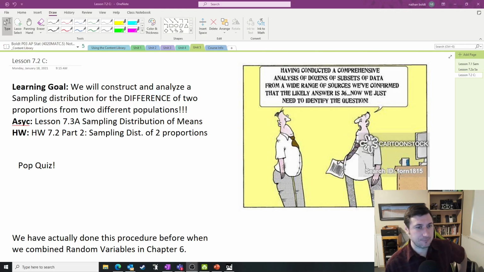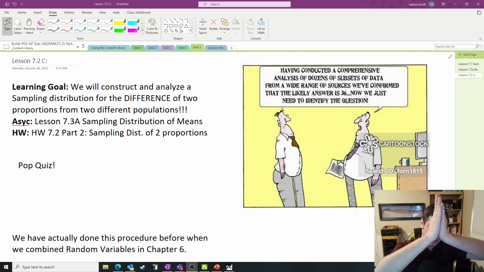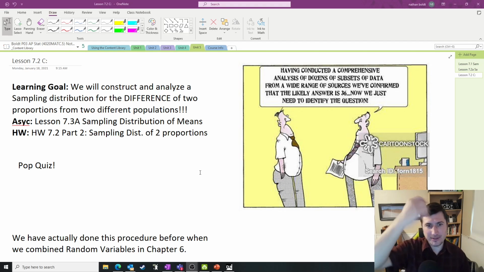Only this time, we're going to look at the difference of two proportions in our sampling distribution. Essentially, we're taking two sampling distributions and combining them into one, looking at how that works. Okay? So, that's what we're doing today. It shouldn't be that bad, but the process is kind of tedious, I guess. I think once I'm not leading you through it, you'll be able to knock out the procedure pretty quick, though. That's what I'm hoping. Let's see.